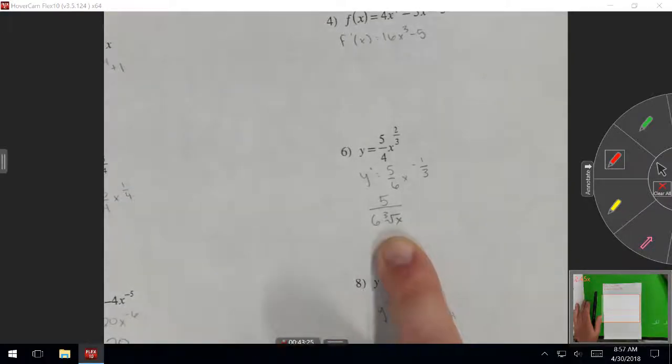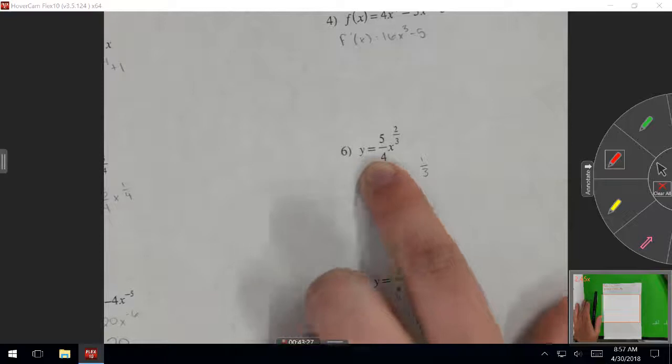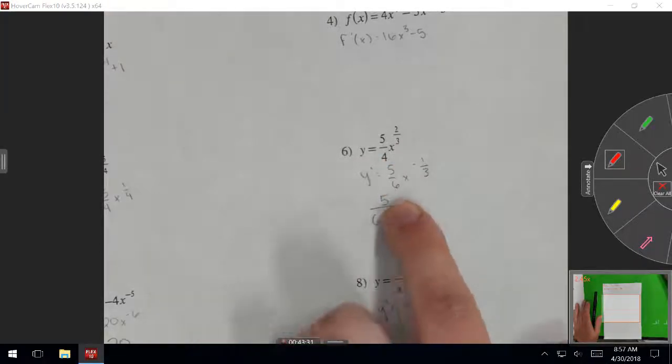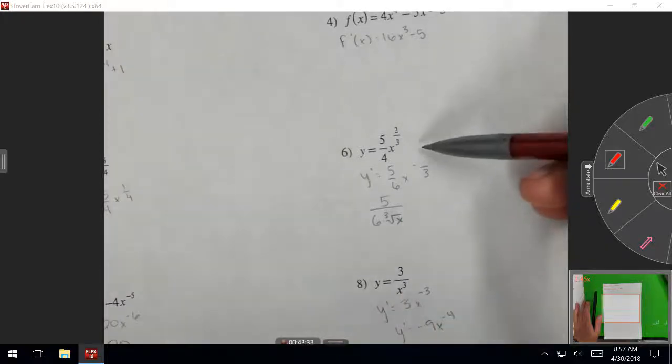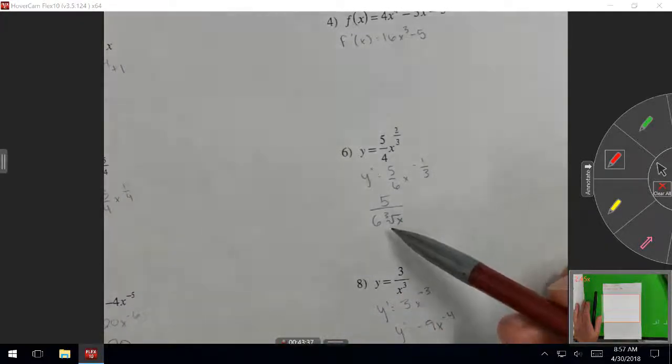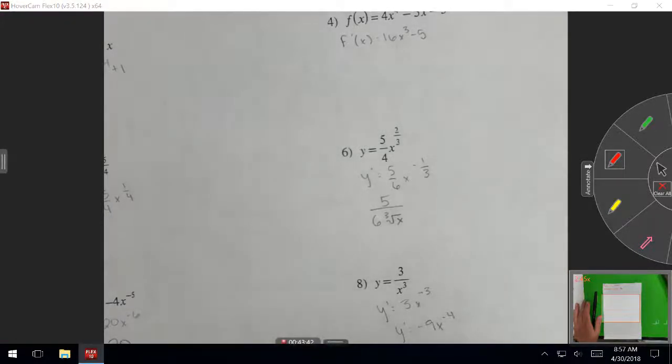Number 6, right? Alright, so I just multiplied 5/4 by 2/3 and got 5/6, and then you subtract 1 from 2/3, which gives you negative 1/3, and so you rewrite it as the cube root of x, in the denominator. Very good. See, it's clearly in the denominator. That one is perfect the way it's written right there. Very good. Number 7, Reese.